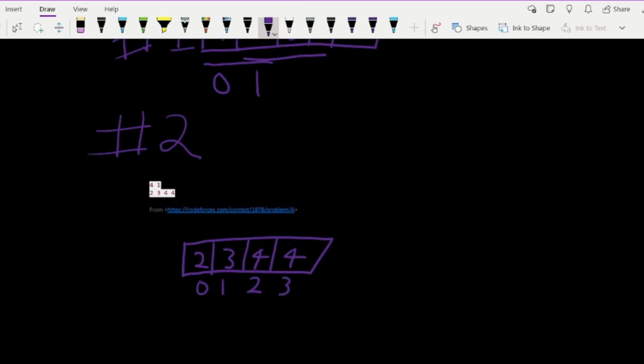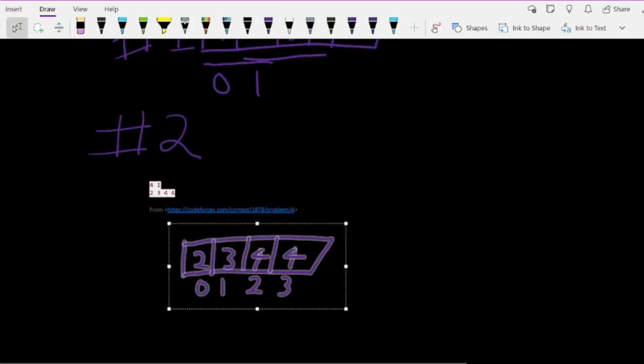Here we have to find if there is any subarray such that the number of occurrences of 1 in that subarray is more than the number of occurrences of any other element. As we can see, there is no element 1 in this array, so the answer will be no in this case. So how do we approach this problem?